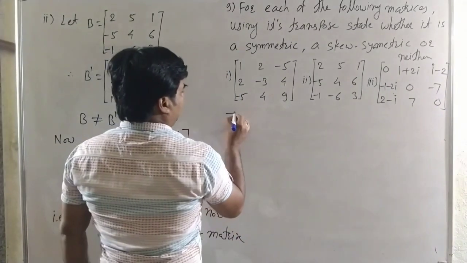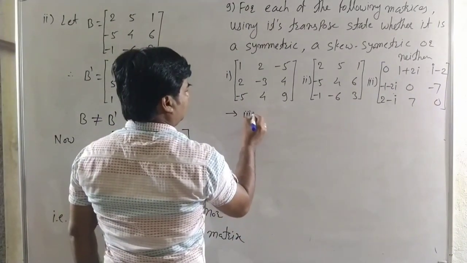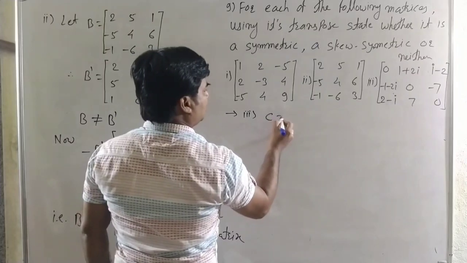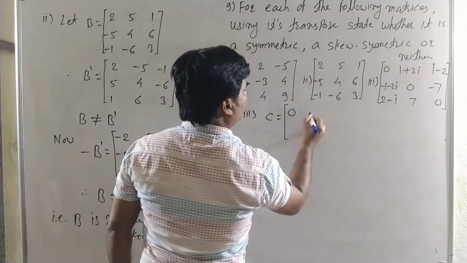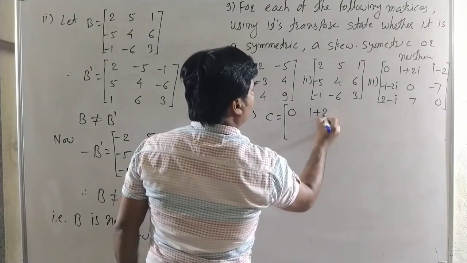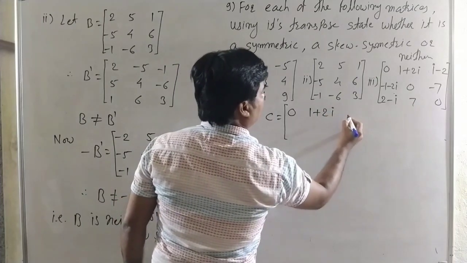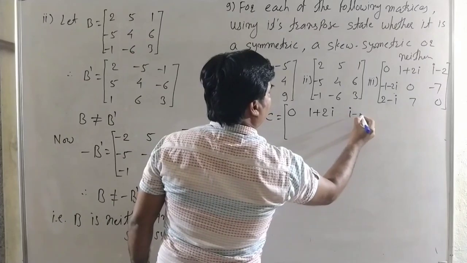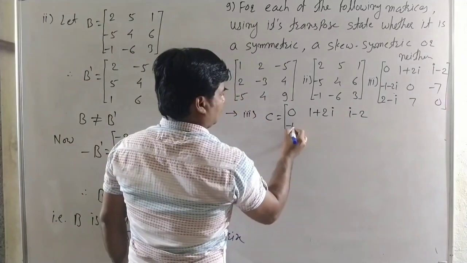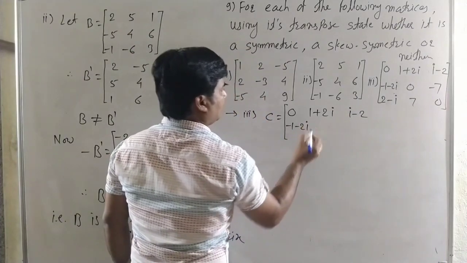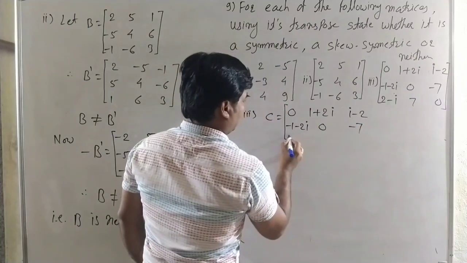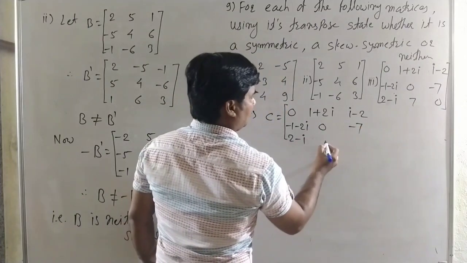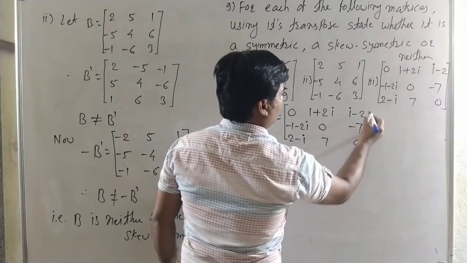Here, the third example. Suppose it is C. See carefully: 0, 1 plus 2i, i minus 2, minus 1 minus 2i, 0, minus 7, then 2 minus i, 7, and 0.